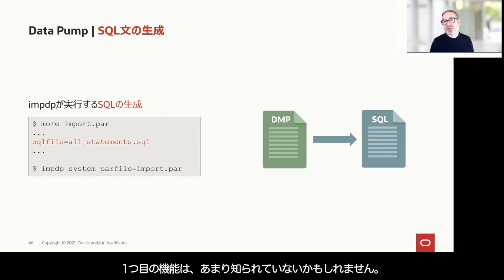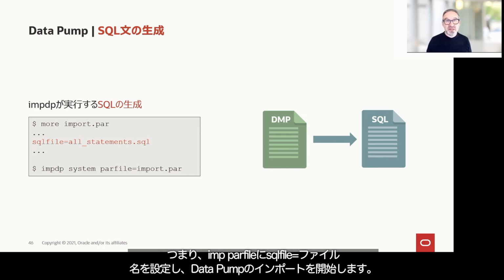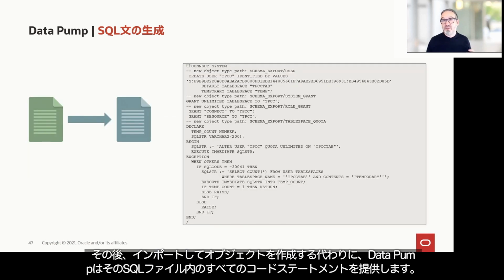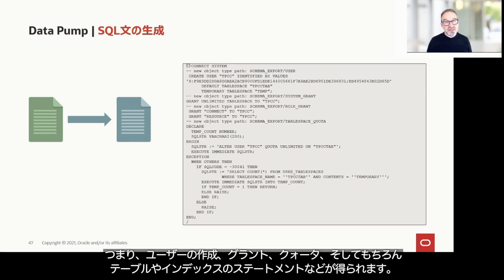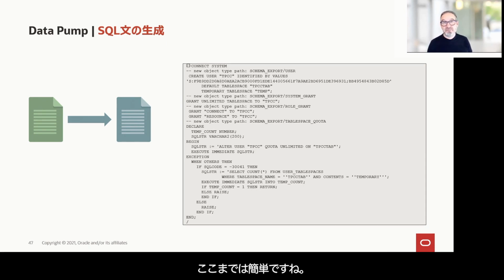And the first one may be not news to you. You can easily tell Data Pump, hey Data Pump, please give me all my SQL statements. So you set SQLFILE equals a file name in your import par file, and then you kick off Data Pump import. Afterwards, instead of importing and creating the objects, Data Pump gives you all the code statements in that SQL file. So you get the create users, the grants, the quotas, of course, also the tables, the index statements, and so on. And if you'd like to, you can also use exclude or include to just get a subset of the information. So that is straightforward.